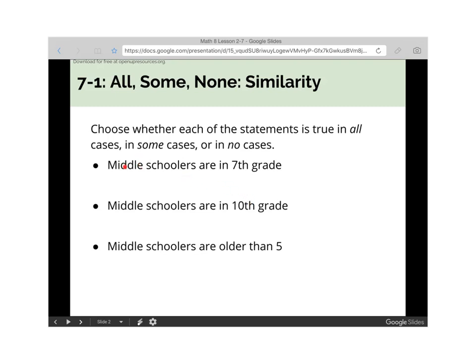Let's take this first statement. Middle schoolers are in 7th grade. Well, middle schoolers are either in 7th or 8th grade, so this would be true in some cases.